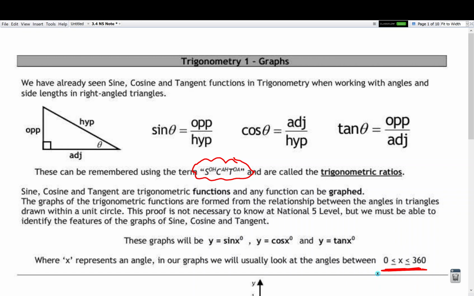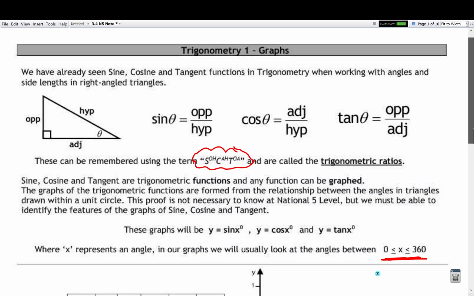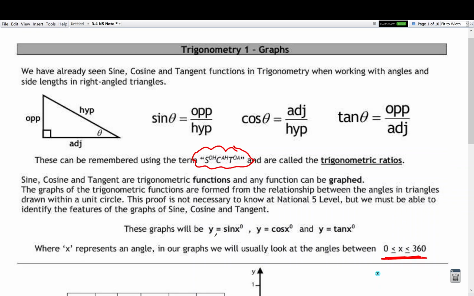I've actually posted a proof of this on to our Teams page, where you can see how a right angle triangle is drawn within a circle and how that affects the sine and cosine ratio. Go and have a look if you're interested in your own time, but you don't really need to know it. All we need to know is that the three graphs we are dealing with are the graphs of y equals sine x, y equals cosine x, and y equals tan x. And what we're going to do initially is actually draw these three graphs to get an idea of the shape of them and the various features and what they kind of look like.